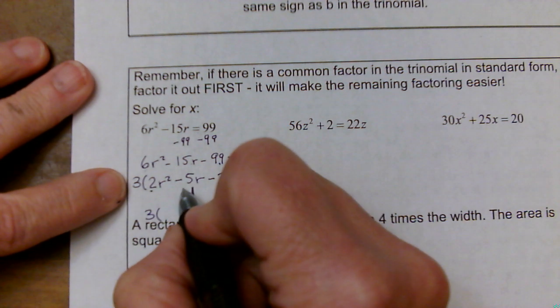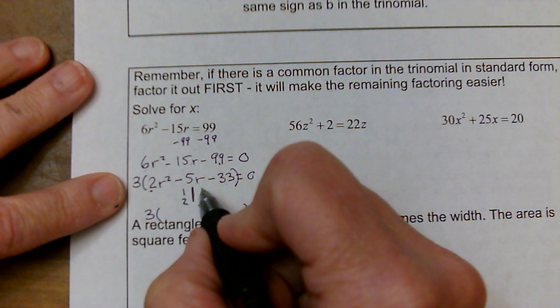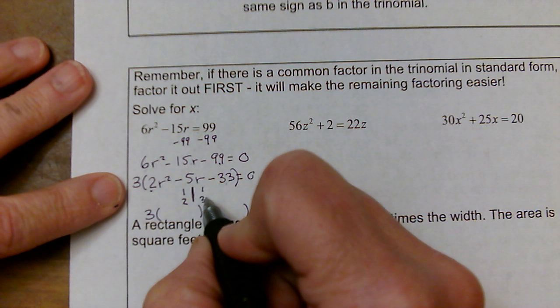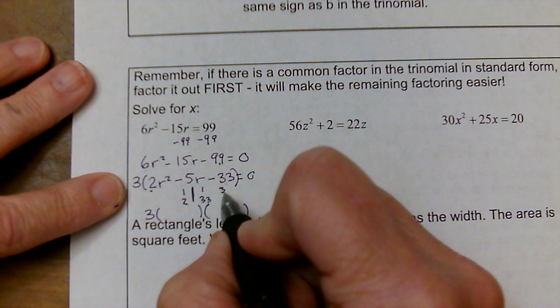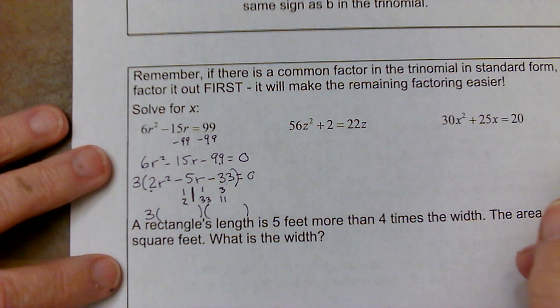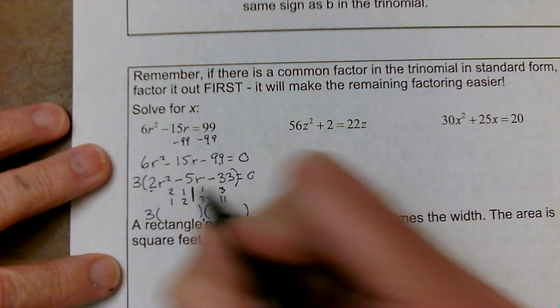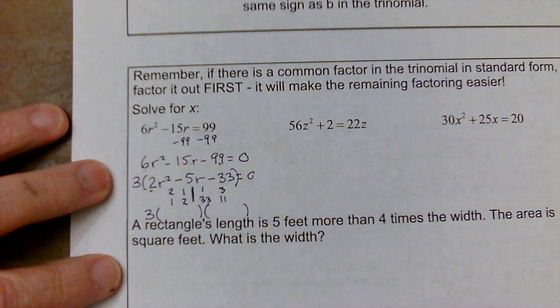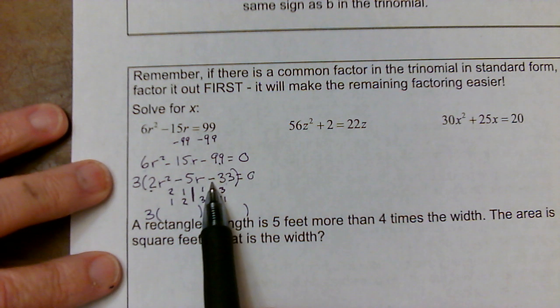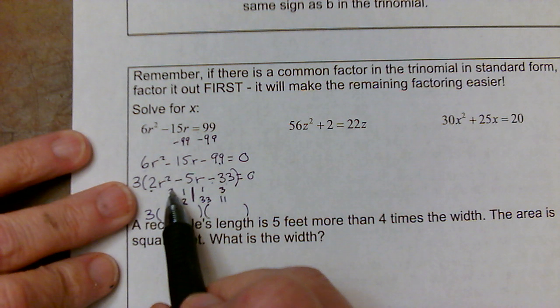So factors of 2 are 1 and 2 on the left side. Factors of 33 are 1 and 33, or 3 and 11. That's it. Don't forget, on one side you need both orders. And now we're going to look for products that subtract to give us 5.